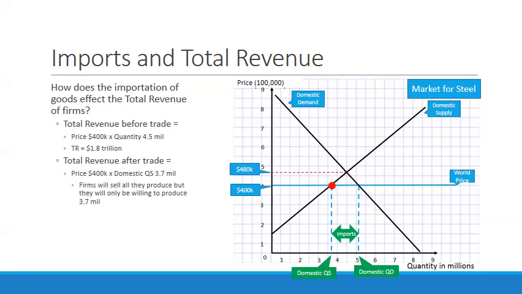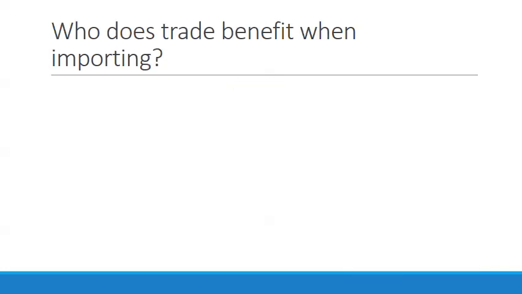Firms will only sell all they produce, but they're only going to be willing to produce 3.7 million. So everything they produce is going to sell, but they're only going to be willing to sell 3.7 million. So total revenue with trade is equal to 1.480 trillion. As a result, firms lose 320 billion in revenue as a result of importing steel. So when the country is an importer, you'll see here firms lose revenue.